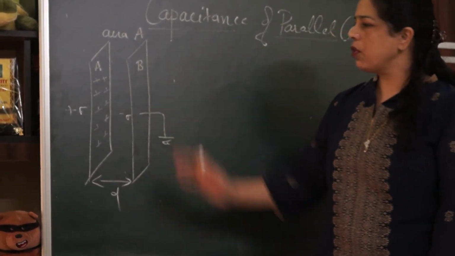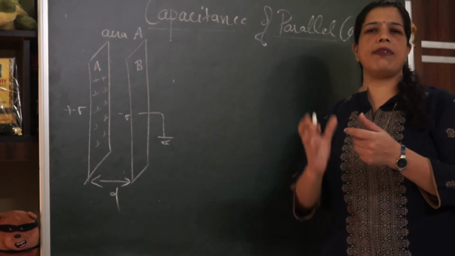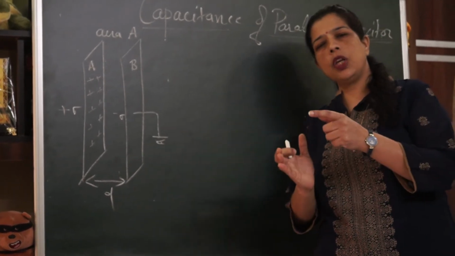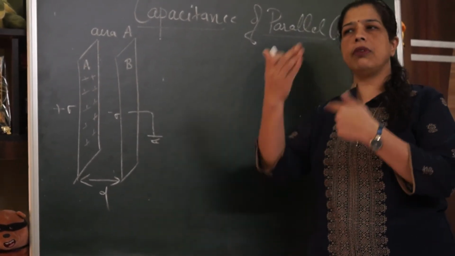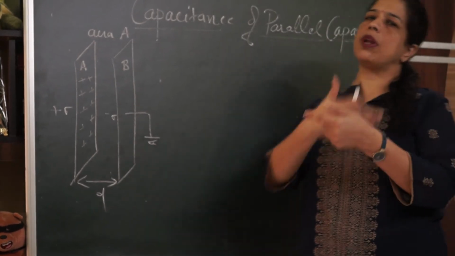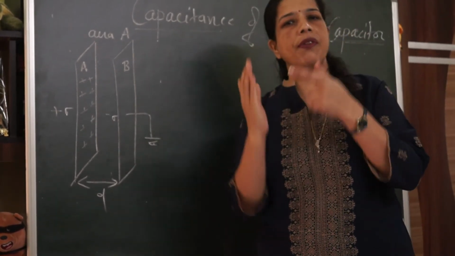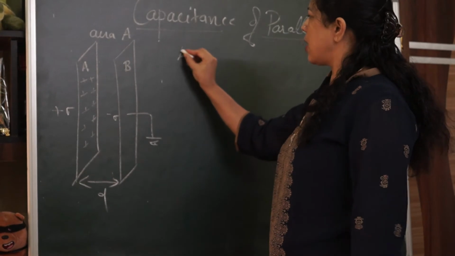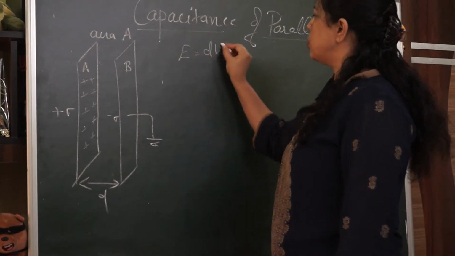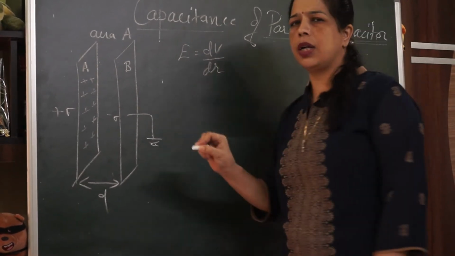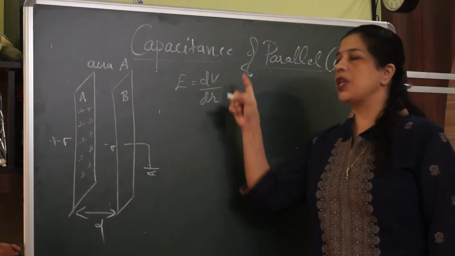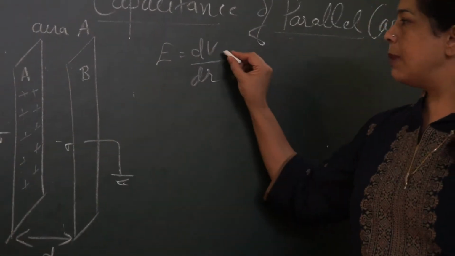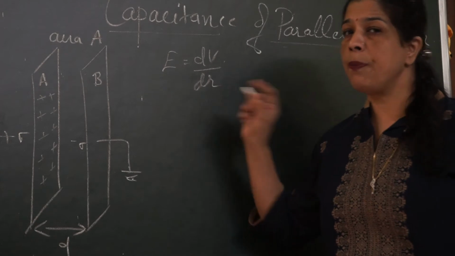Okay, so if I want to start, see, nothing in this derivation you have to do, you just have to recap your last topic, whatever you have studied. The first thing which I will say is that E is equal to dV by dr. Do you know this? What is it? It is a potential gradient, meaning change in potential with respect to distance.